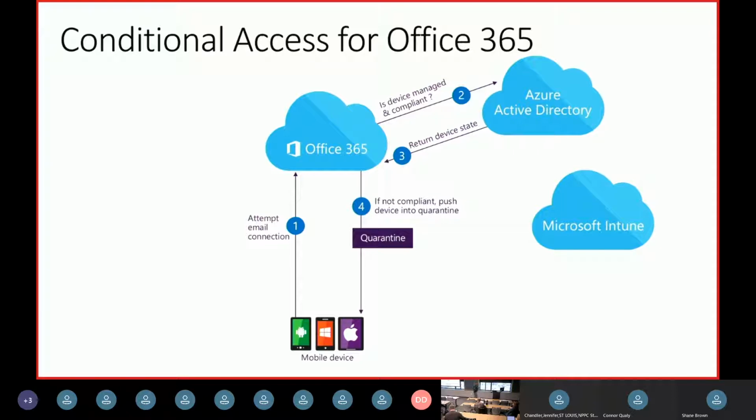We return the state to 365. If it's based off of your rules with Azure Active Directory, we'll define if you're managed or compliant. If you're not compliant, you go to what's called a quarantine, and you can push a device to limited access until whatever's wrong with it gets fixed. It's jailbroken. It has malware on it now. It's behind on its operating system updates. All those types of things Intune can analyze for you.